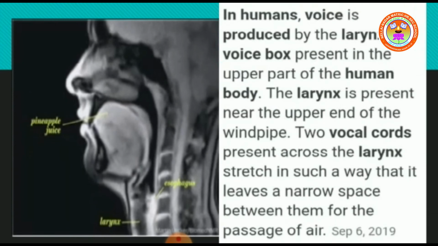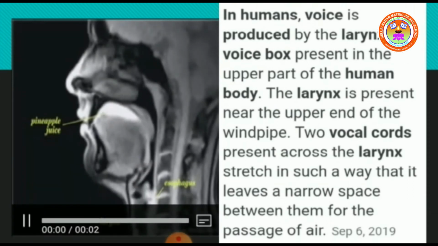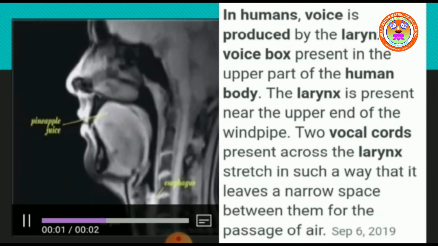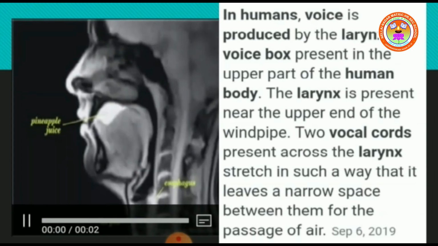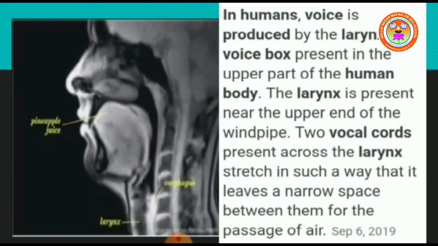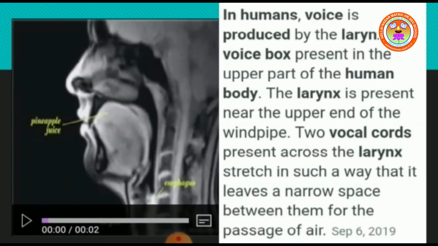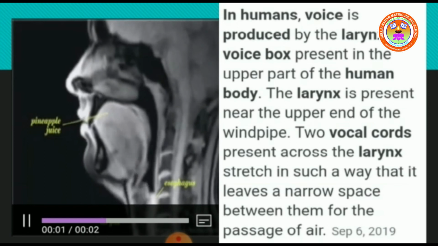Human voice is produced by the larynx or voice box. Where is the human voice produced? Human voice is produced by the larynx or voice box present in the upper part of the human body. The larynx is present near the upper end of the windpipe. Two vocal cords present across the larynx are stretched in such a way that they leave a narrow space between them for the passage of air.